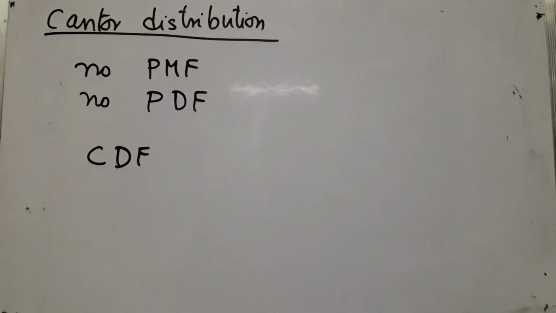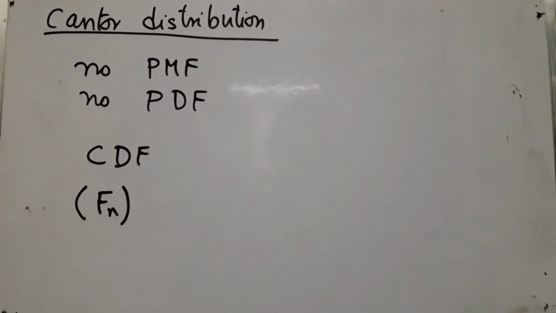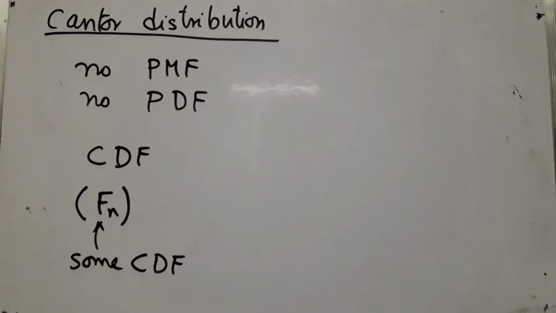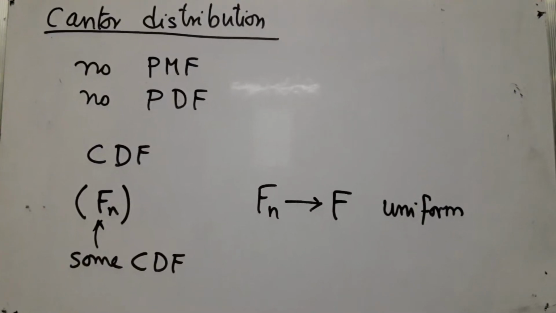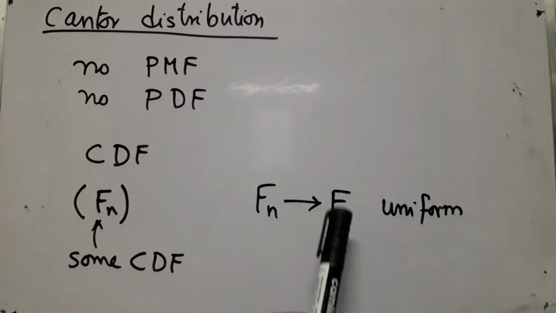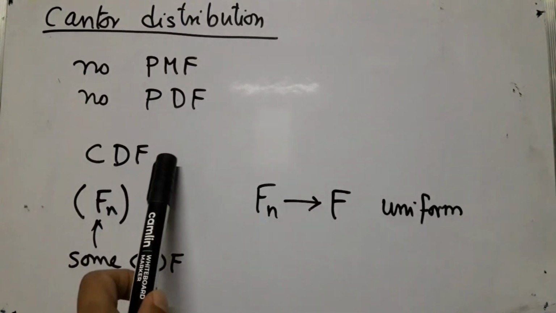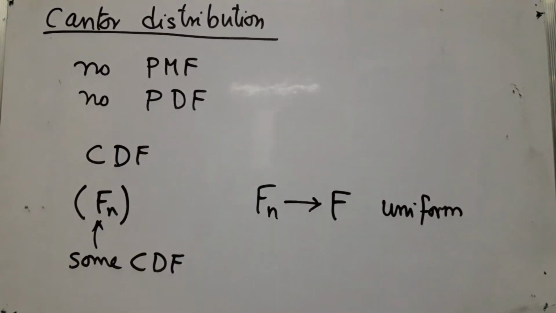What we shall do is construct a sequence Fn, where each Fn is some CDF, and show that these Fn's converge to a function pointwise. In fact, the convergence will be uniform. Then we show that this F, which is defined as the limit of Fn, is actually a CDF, and that will be the CDF we are looking for.